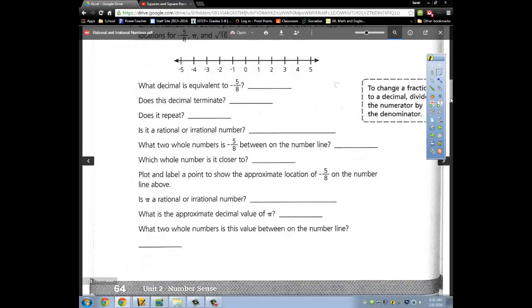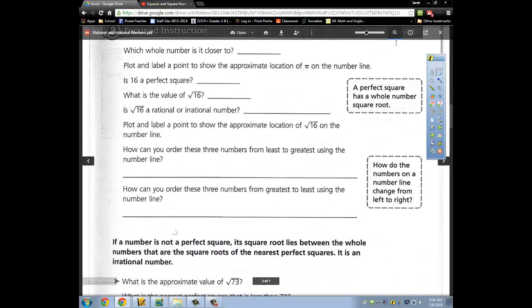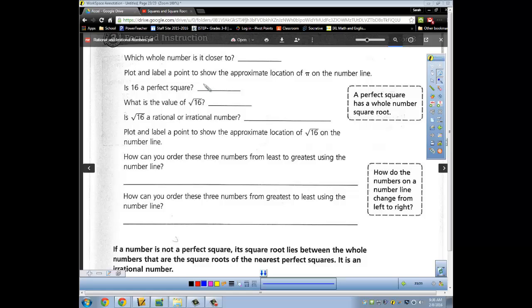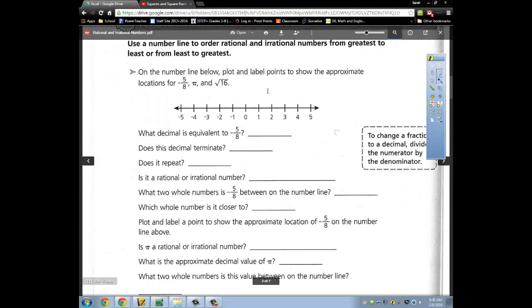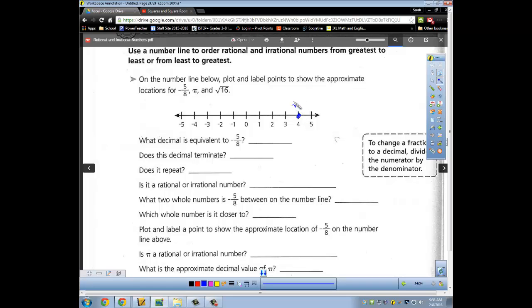Okay, going back down. Is 16 a perfect square? Yes, it is. There is a whole number times itself that's going to give me 16. So the square root of 16 was 4. Is square root of 16 a rational or irrational number? Well, 4 is an integer. We can write that as a fraction because it's 4 over 1. So that would be rational. So it's not a decimal that goes on forever without repeating. So rational. And then they want me to put that on the number line. So I'm going to go up, put it on the number line. So dot at 4. And that was called square root of 16.